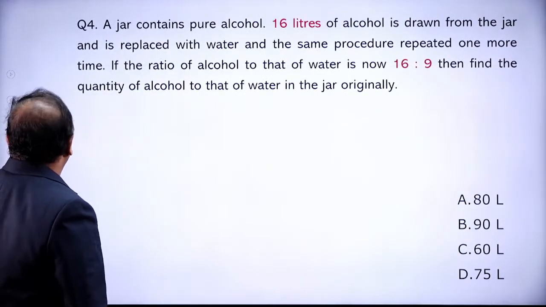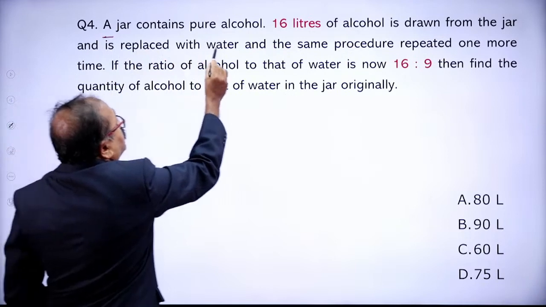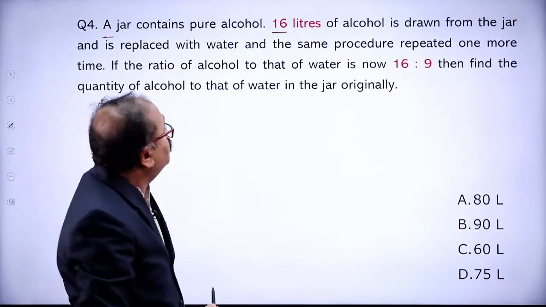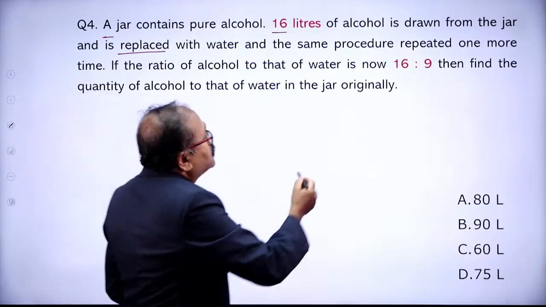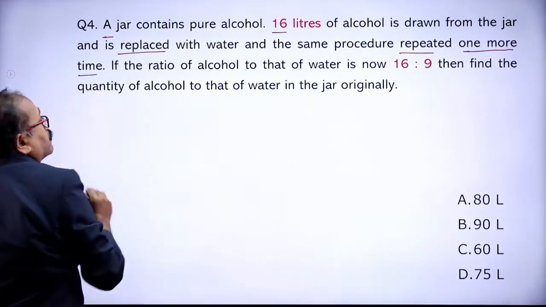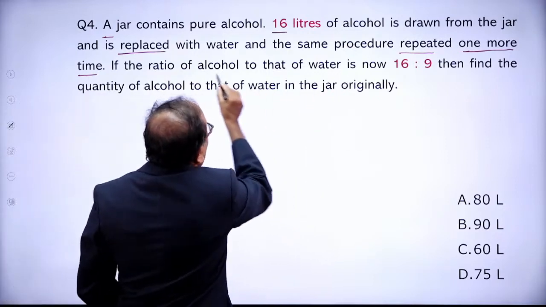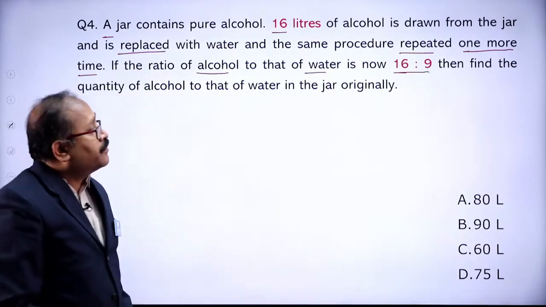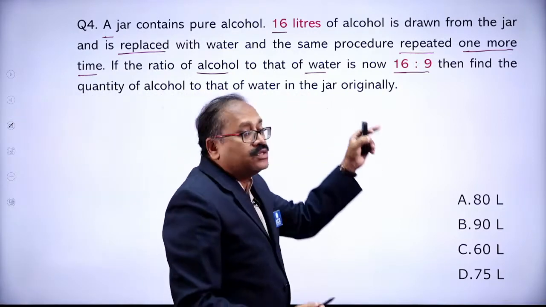Next question is here. Now look at this question. What does it say? A jar contains pure alcohol. 16 liters of alcohol is drawn from the jar and replaced with water. The same procedure is repeated one more time. If the ratio of the alcohol to that of water is now 16:9, the question is to find the quantity of alcohol in the jar originally.